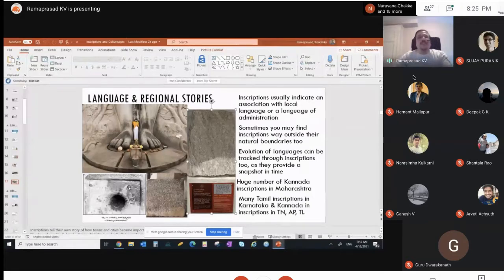Apart from that, the northernmost Kannada inscription is in Madhya Pradesh, in a place called Jura. I don't know where the northernmost Tamil inscription is, or where the southernmost Sanskrita inscription is. Probably it's there all around India.